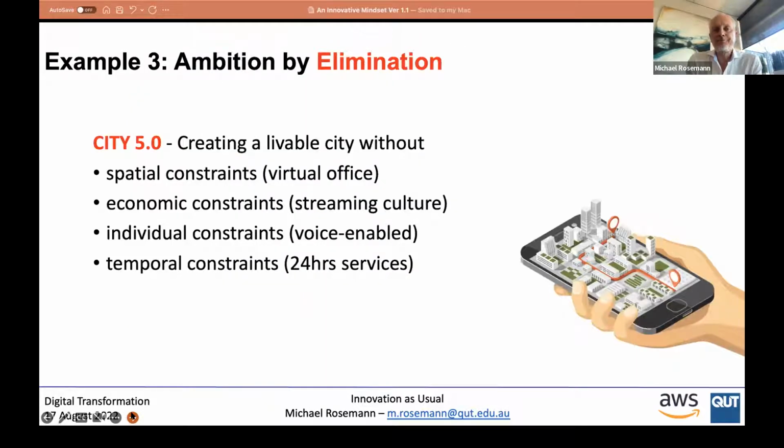Third, in a group of global cities, we crafted what we called City 5.0. The idea of smart, frictionless consumption. And the notion is that the future city is livable because it comes without any constraints. Again, the ambition is to remove constraints.